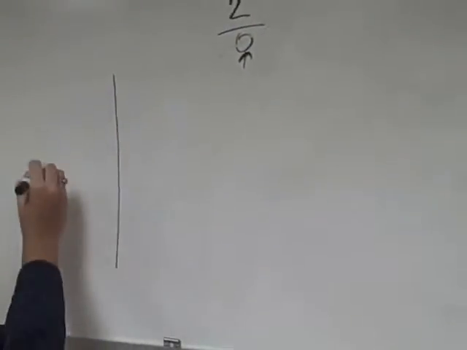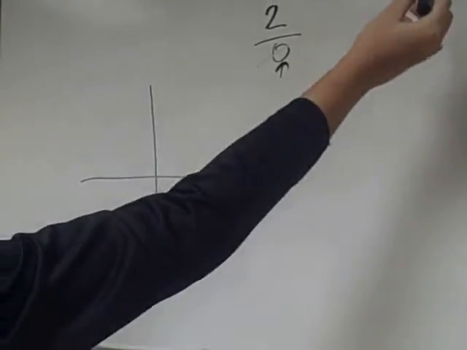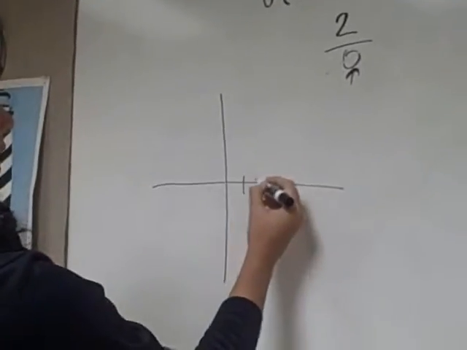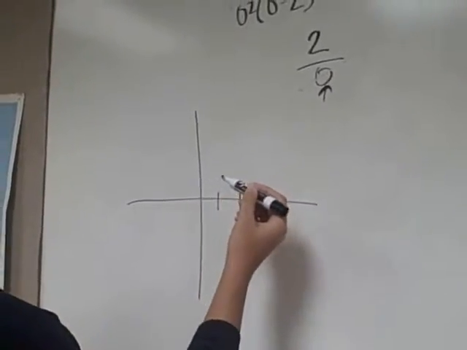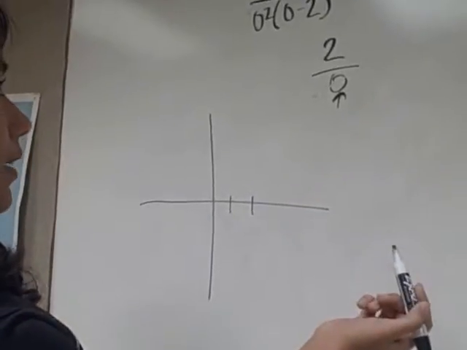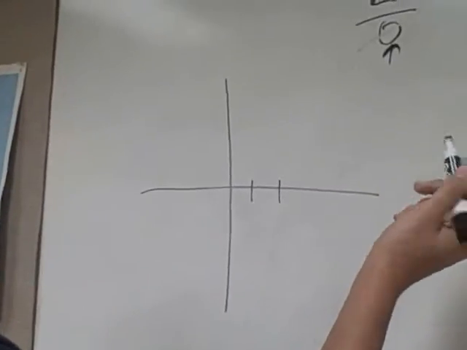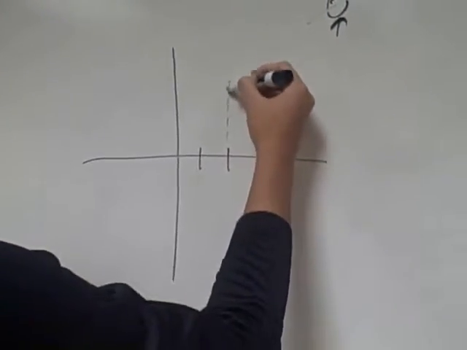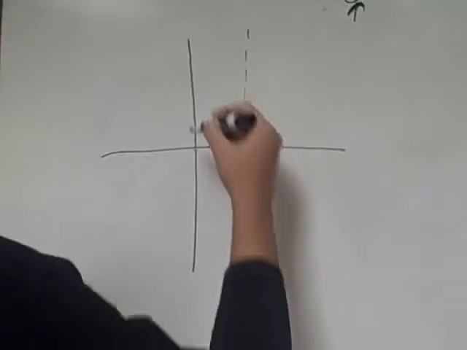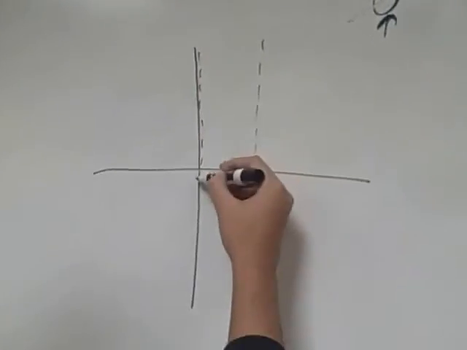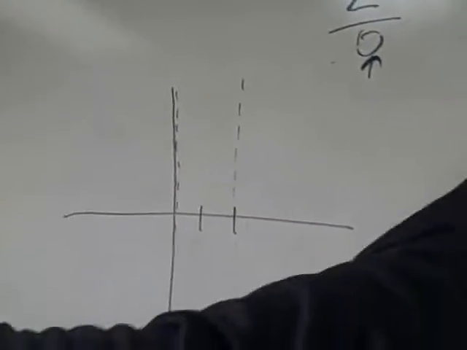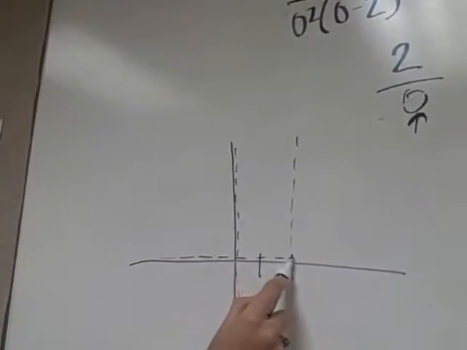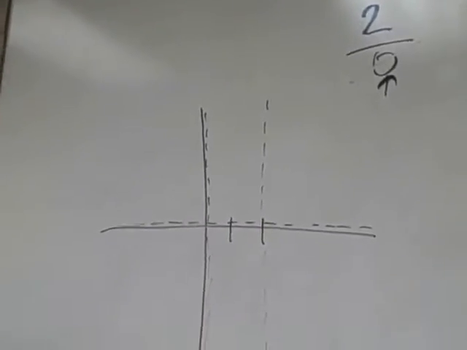Okay, so next you draw your graph and you use the information that you got from the first step in this problem. So you go through and you label your points, and you see that there is no x-intercept and no y-intercept, and then you look at your vertical asymptote, and you see that it is at 0 and 2. So you draw a dashed line at 2 and a dashed line at 0. Then you look at your horizontal asymptote and you see that y would equal 0. So you do a dashed line across there.